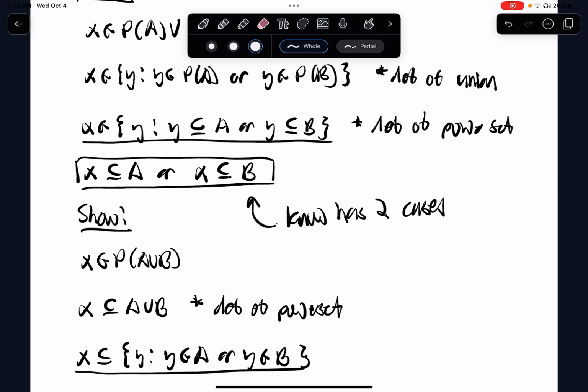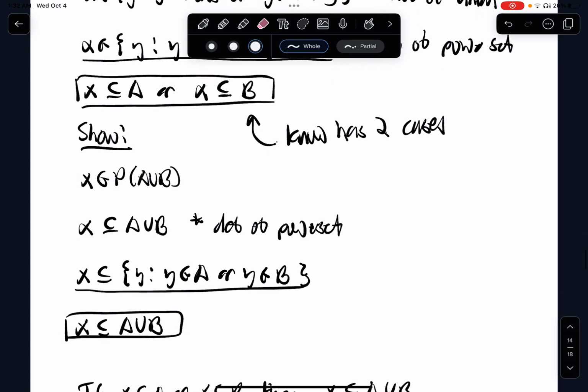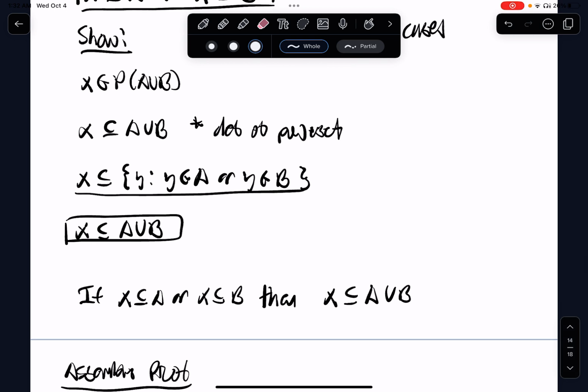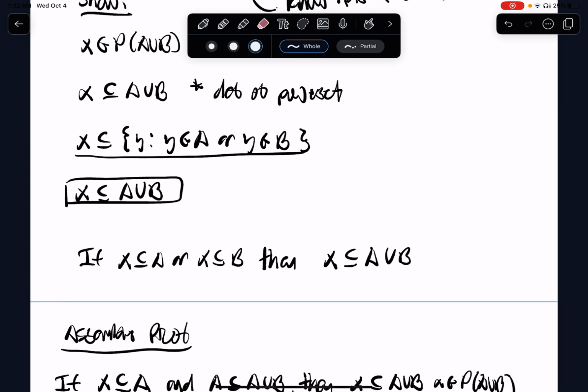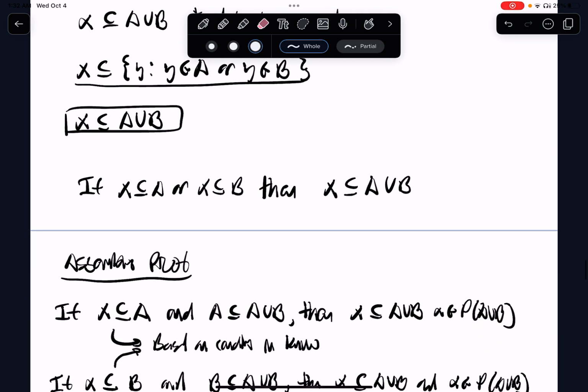Know, that has two cases. So that's my know there. My next is my show, so saying that X is an element of the power set of A union B. By the definition of power set, X is a subset of A union B. And by the definition of union, X is a subset of the Y's such that Y is an element of A or Y is an element of B. I extract that X is a subset of A union B from this case, to create my second draft of my if statement, which is: if X is a subset of A or X is a subset of B, then X is a subset of A union B.